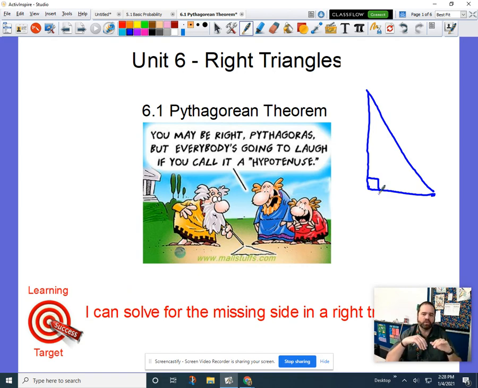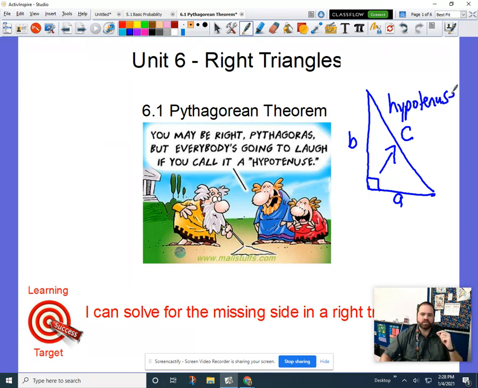That's your right angle. And then everything else that you need is based off of where that is at. You've got two shorter sides called the legs. They're usually going to be referred to as A or B. And then you've got the longest side, C, which is across from the right angle. That one has a special name, it's called the hypotenuse.